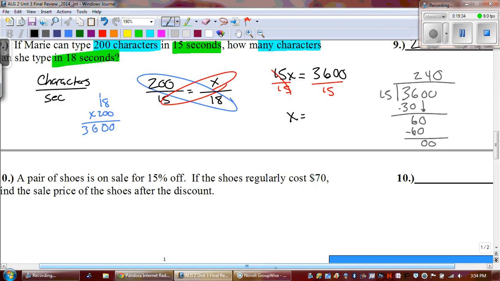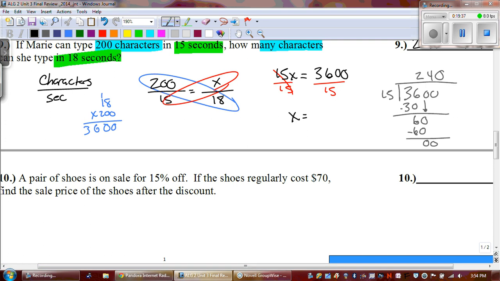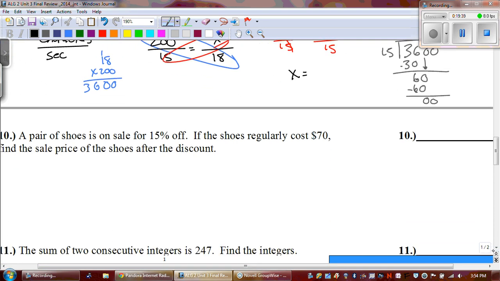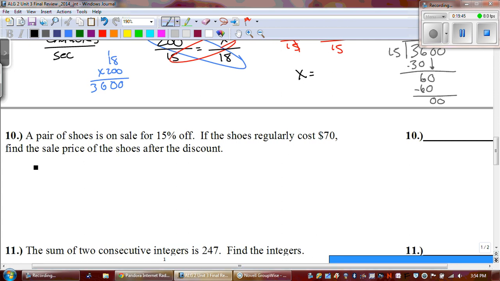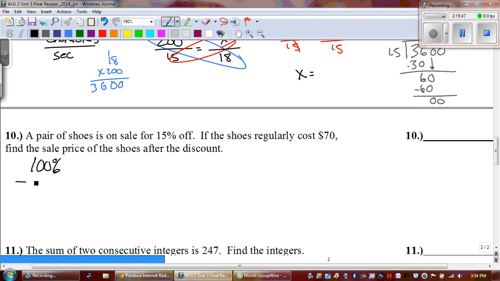Okay, number 10. A pair of shoes is on sale for 15% off. If the shoes regularly cost $70, find the sale price. So normally you're paying 100%, but it's on sale for 15% off, which means you're paying 85% for something. Okay, pretty good deal. Now, once we start the next step, we need that percent as a decimal, which is 0.85, and we're going to times that by the price, which is 70.